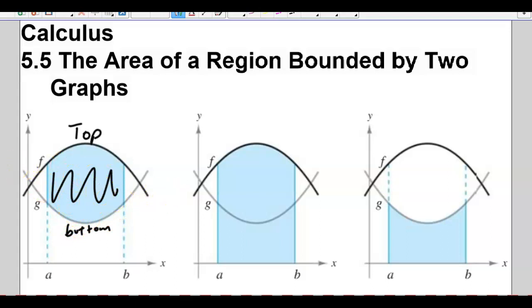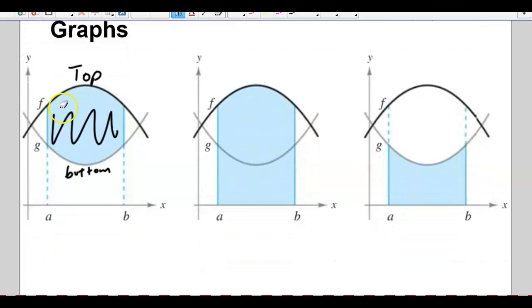So when we have two functions and we have to find the area in between, we're going to integrate from a to b of f of x minus g of x dx. So we figure out what the top function is, and then we're going to integrate that. We're going to subtract the bottom, and then integrate.